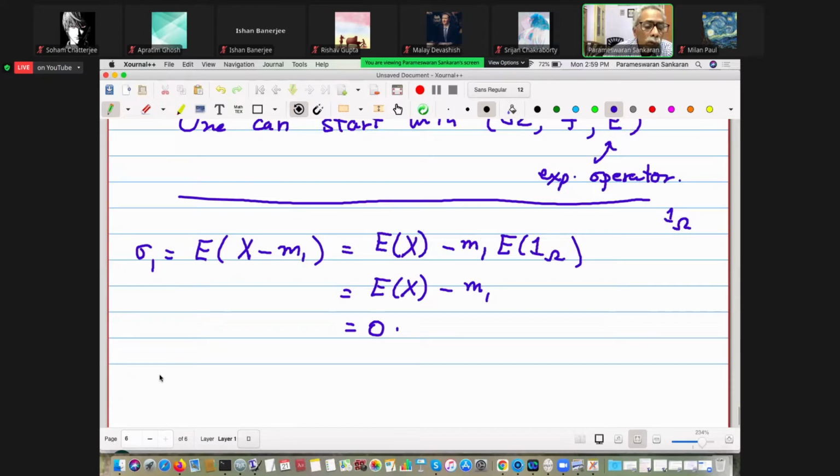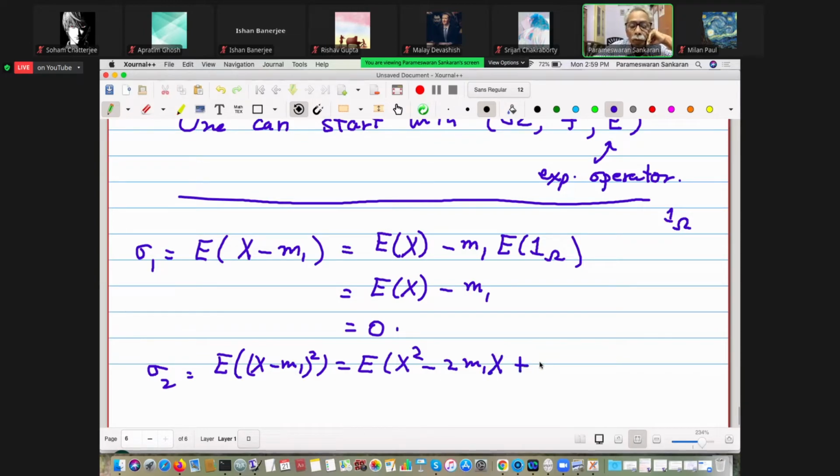Sigma 2. Let us do sigma 2. This is equal to the expectation of (x minus m1) whole square. And one can expand that. This is the expectation of x square minus 2 m1 times x. So I treat m1 as a number. If you want, you can also treat it as an indicator function. Either way, you just check that. This is the same thing as x, and then plus m1 square.